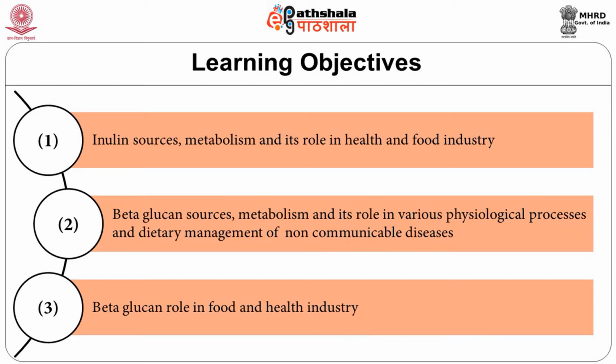So, the objectives are: the learner will be able to understand inulin sources, metabolism and its role in health and food industry; beta-glucan sources, metabolism and its role in various physiological processes and dietary management of non-communicable diseases; and beta-glucan's role in food and health industry.